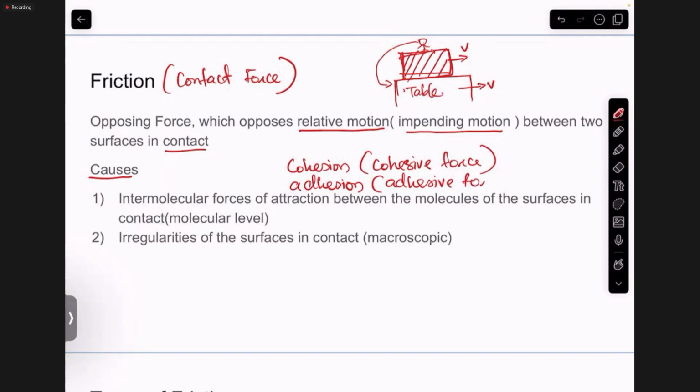So what is the difference between cohesion and adhesion? Cohesion is when two molecules of the same material come into contact. So like and like, the particles or molecules of the same material get attracted. That is called cohesion. And adhesion is when two different materials come into contact because of intermolecular forces of attraction, they stick together. That is called adhesion.